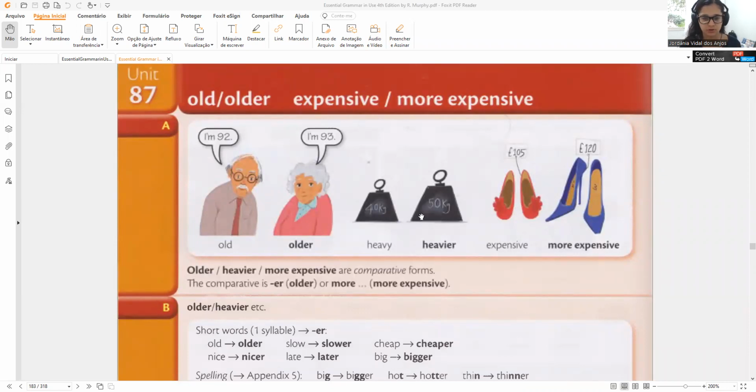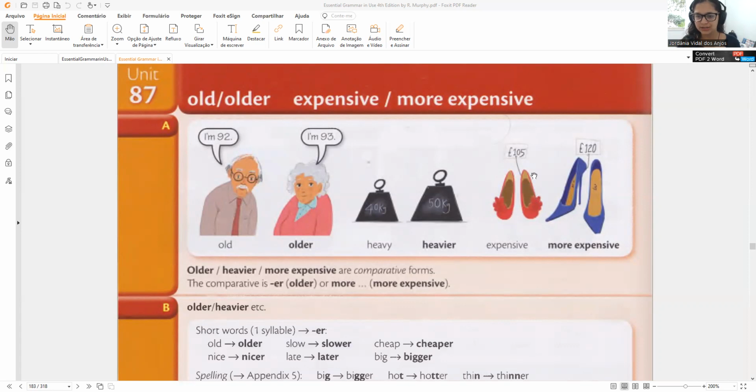Let's see these examples here. Old, this man is old. He is 92 years old. But this woman is older. É mais velha. Because she is 93. This kilos here, this first one here is 40 kilos. So it's heavy, right? Pesado. But this one has 50 kilos. So it's heavier. We don't say it's more heavy, mais pesado in English. For this adjective, para esse adjetivo, we say heavier, heavier, mais pesado, okay?